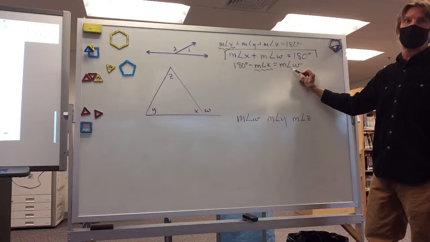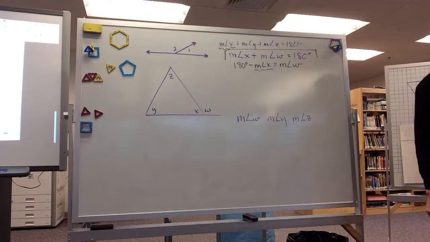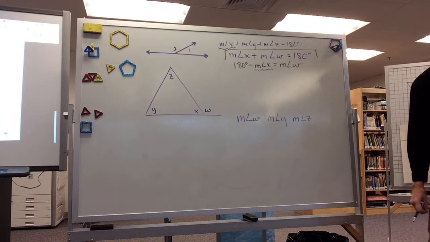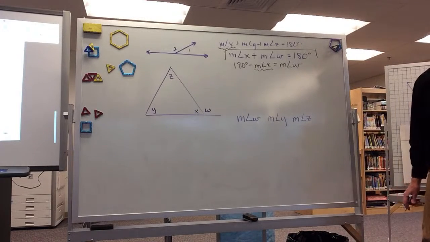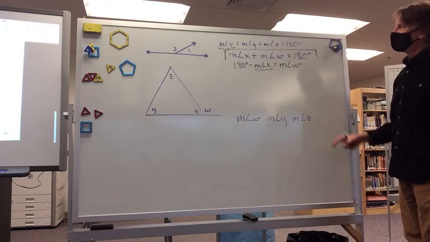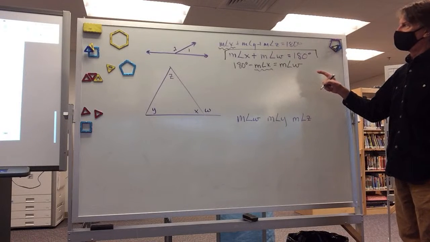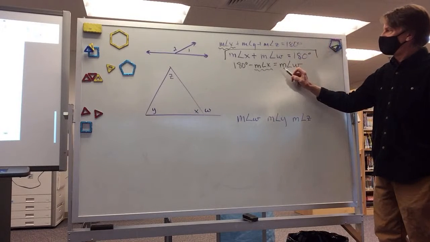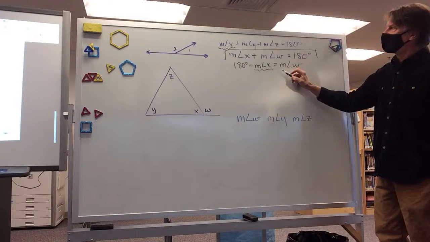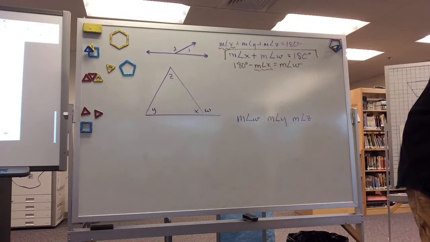You're nodding your head. Can you prove it? I'm not saying it's wrong, I'm just saying, can you prove it? I don't see it yet. Yeah, I think so. If you added y and z together, and then added x, that'd be 180 for the triangle. And then if you added x plus w together, it'd be 180 as well. So that means that z and y have to be the same as w.